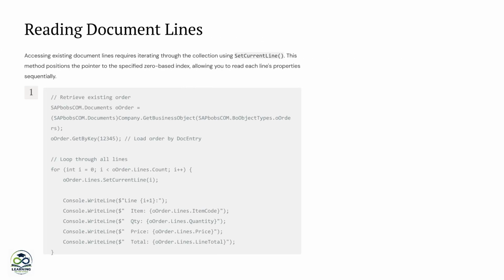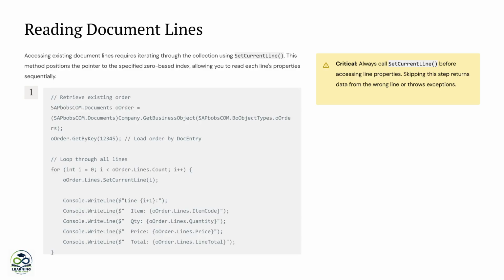When reading existing document lines, iterate through the collection count. For each iteration, call setCurrentLine index before accessing line properties. Failing to set the current line results in repeated data or errors.